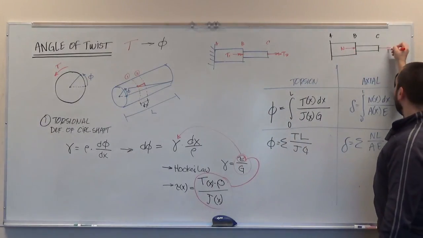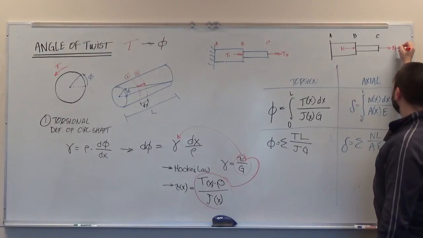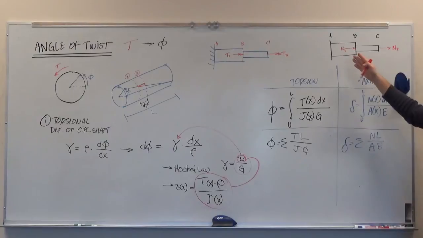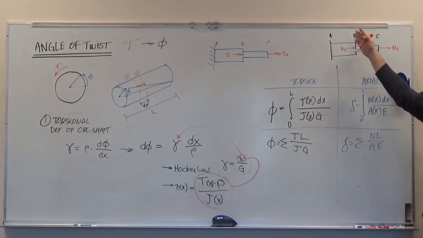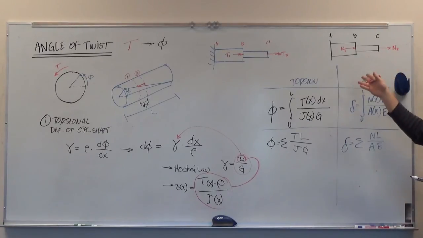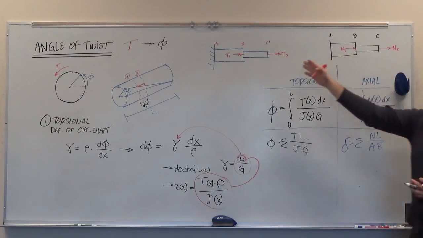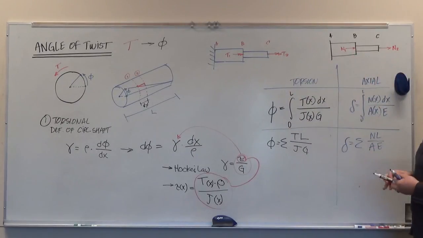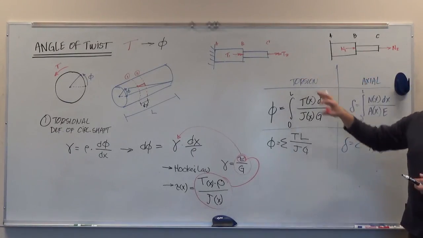So if I were to go through all the statics to figure out the internal torques between AB and BC, or the internal normal forces between AB and BC, it would be identical. All right, we make a section cut, we sum, in this case we'd sum the moments about that x-axis. Here we'd be summing the forces in the direction of the x-axis. But really everything that you learned in chapter 4 is going to be applicable to chapter 5 as well.